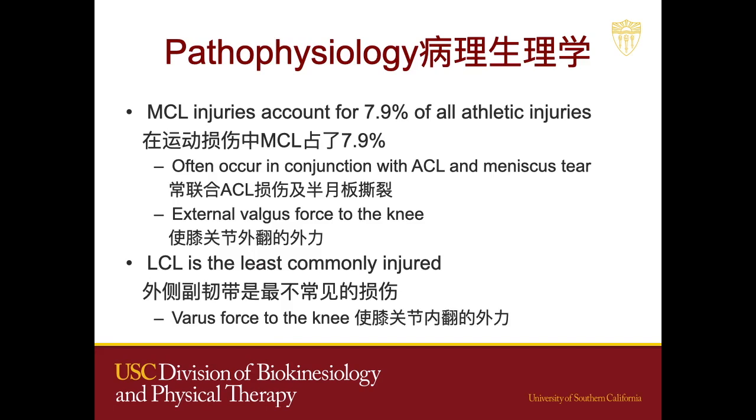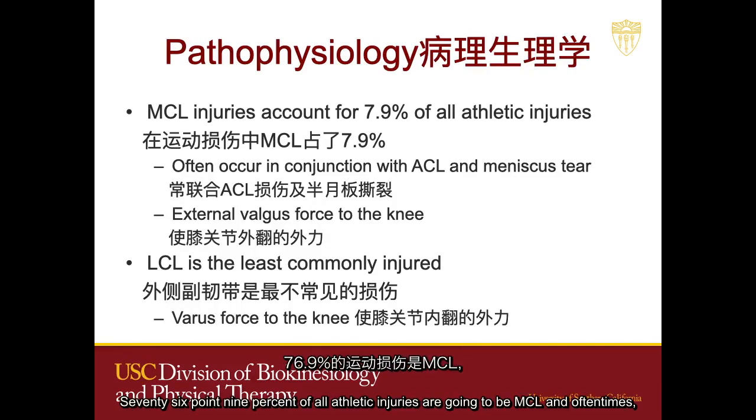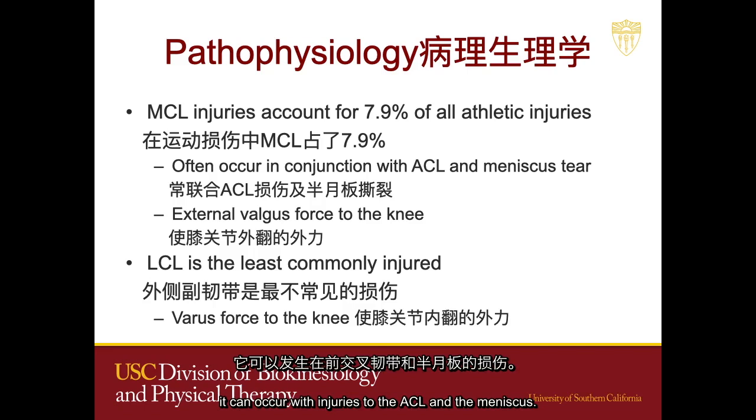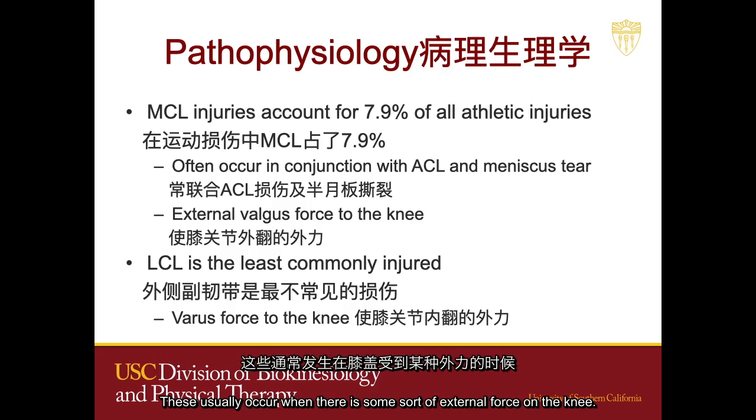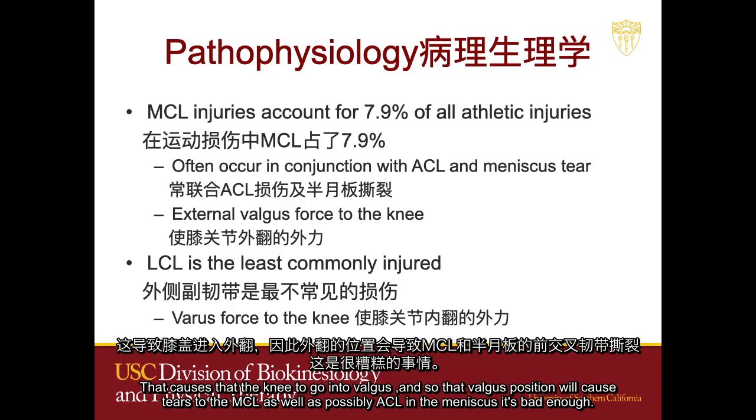So thinking a little bit about the MCL and the LCL, MCL is relatively common for an injury. 7.9% of all athletic injuries are going to be MCL. And oftentimes, as I said earlier, it can occur with injuries to the ACL and the meniscus. These usually occur when there's some sort of external force on the knee that causes the knee to go into valgus. And so that valgus position will cause tears to the MCL, as well as possibly the ACL and the meniscus if it's bad enough.